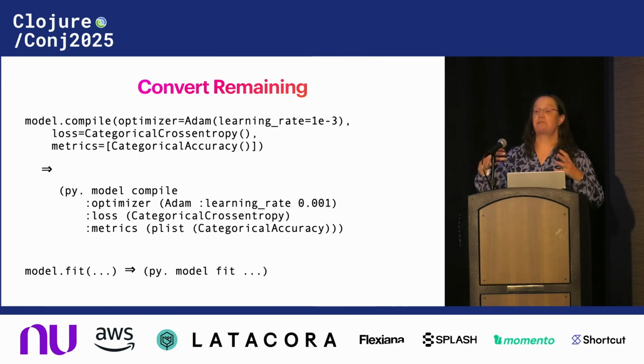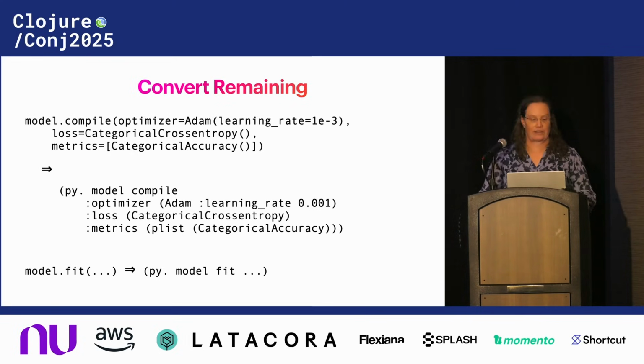So then following these patterns, we can start converting more things. So I was doing a model.compile using the Atom optimizer, categorical cross entropy as my loss function. Metrics are being measured using categorical accuracy. All of these things show up in Clojure with a relatively simple transform. I'm going from model.fit to calling py on model with the fit operation.